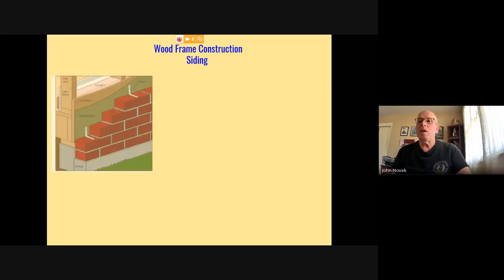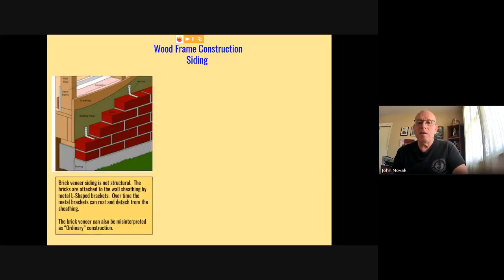Siding, we talked about siding. So here's a brick veneer siding. And brick veneer is not structural. The bricks are attached to the wall sheathing by metal L brackets. Over time, the brackets can rust and detach from the sheathing. Brick veneer can also be misinterpreted as ordinary construction. So guys see the brick, they think it's a block wall. It's not. It's just a fake wall. It's a curtain wall. It's hung on the wood siding.